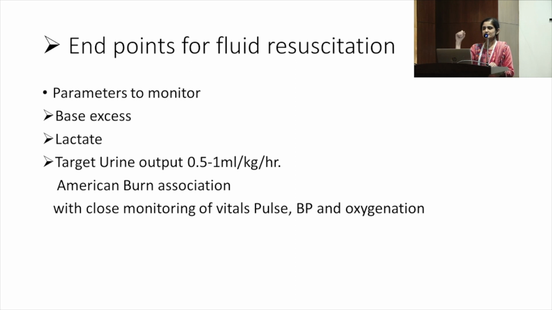What are the endpoints for fluid resuscitation? When you treat patients of sepsis, you look at base excess or lactate. The same thing you can use in patients of burns. And the target urine output is 0.5 to 1 ml per kg per hour. If you are able to achieve that target, probably you are resuscitating the patient very well.